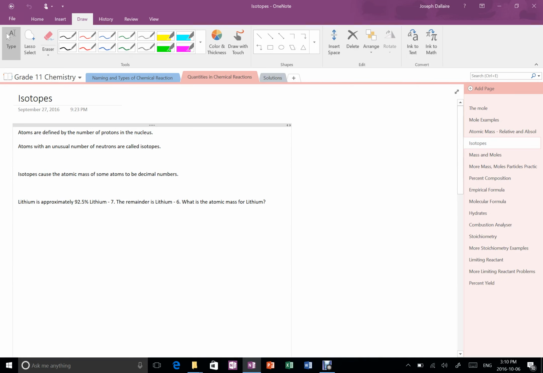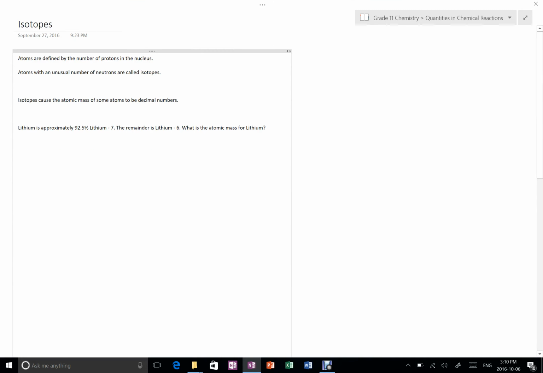All right, isotopes. Atoms are defined by the number of protons in the nucleus. We have to have one number that is the defining number because the other ones can change. So we use the number of protons. If it has 6 protons, it's carbon. That's how we define carbon. Carbon means 6 protons. Some atoms of carbon may have some different number of neutrons.